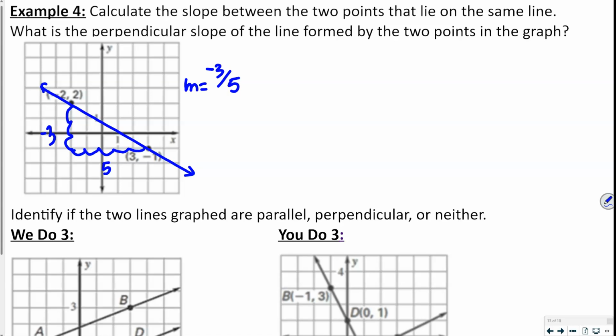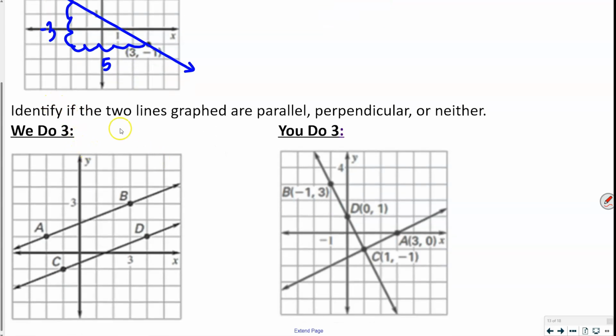Okay, now you could do this with the distance or with the slope formula, but to me it's easier just to count up, down, left, right. Okay, then it says what is the perpendicular slope, right? So the perpendicular slope is going to be positive, right? And we're going to flip the 3/5 to become 5/3. Okay, now again, it says identify if the two lines graphed are parallel, perpendicular, neither. Okay, so once again, we're going to compare the slope of AB. So slope of AB, we're going up 1, 2, and over 1, 2, 3, 4, 5. So the slope of AB is 2/5.